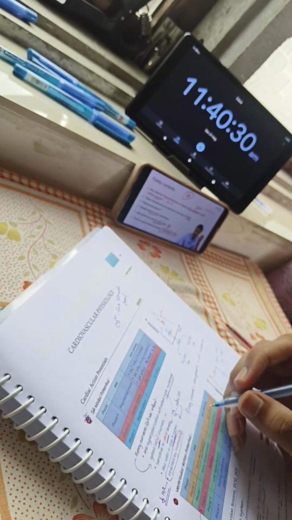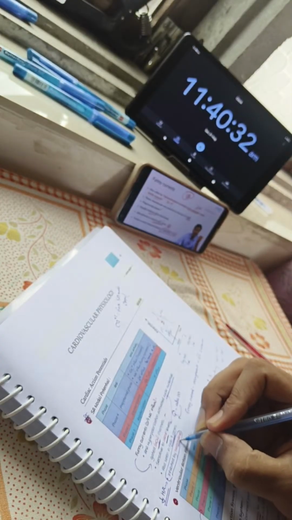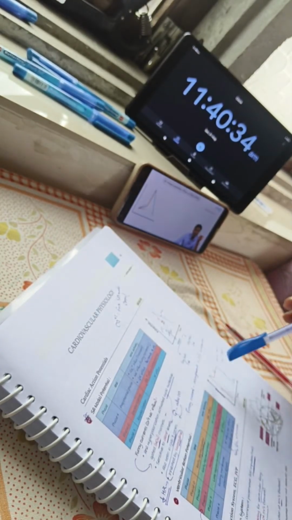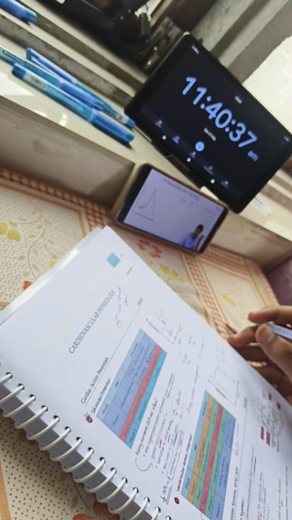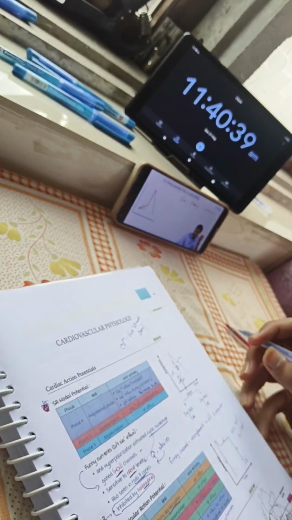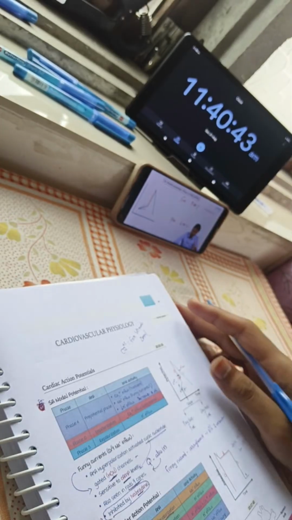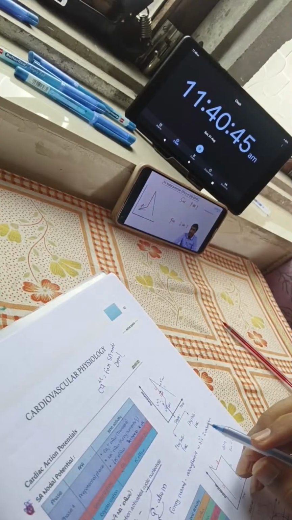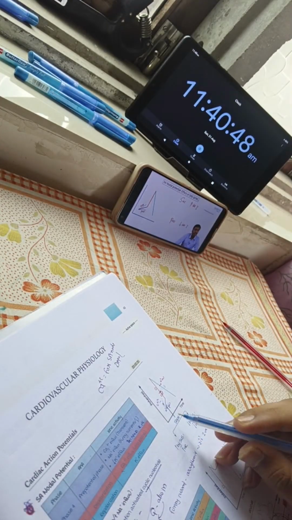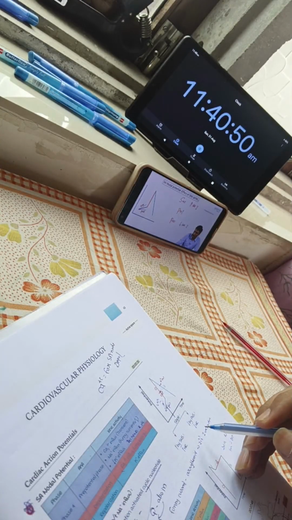Now, I told you the SA node is concerned with the heart rate. Now the effect of the autonomic nervous system. Obviously, we know, guys, the sympathetic nervous system is going to increase heart rate. The parasympathetic nervous system is going to decrease heart rate. What is the mechanism? We will see. This is the effect of the sympathetic nervous system. This is the effect of the parasympathetic nervous system.